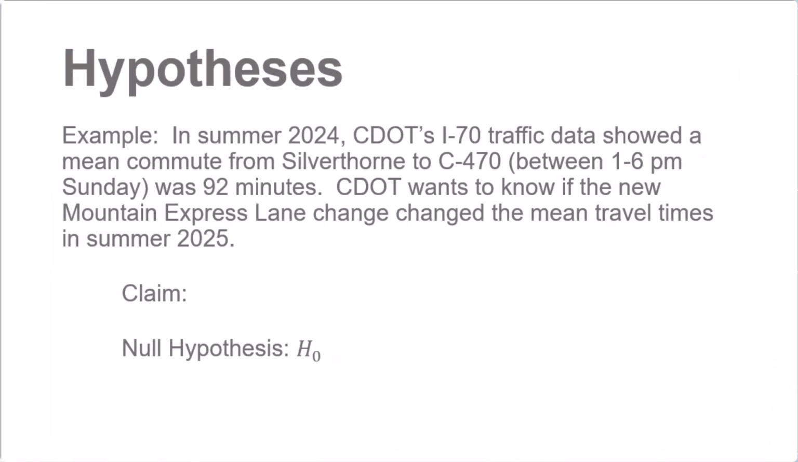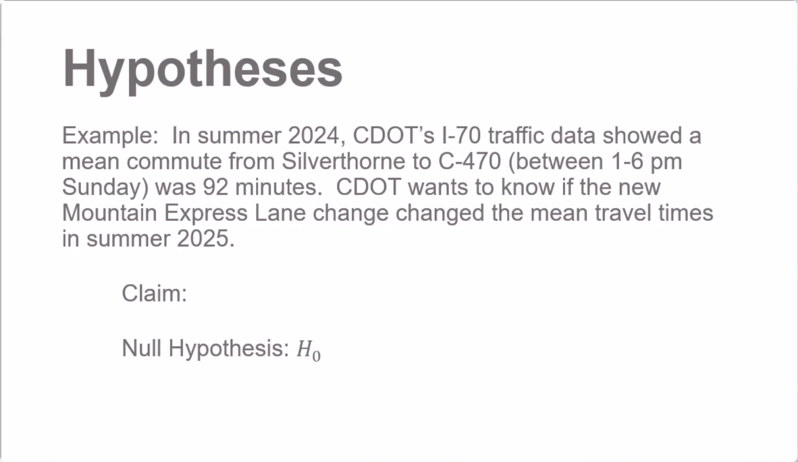So here's one more example claim. We're told in the summer of 2024, CDOT's I-70 traffic data showed a mean commute from Silverthorne to C-470 on Sunday afternoons was 92 minutes. This is just an estimate. I wasn't able to pull the true traffic data, but we're just assuming that that was the case in 2024.